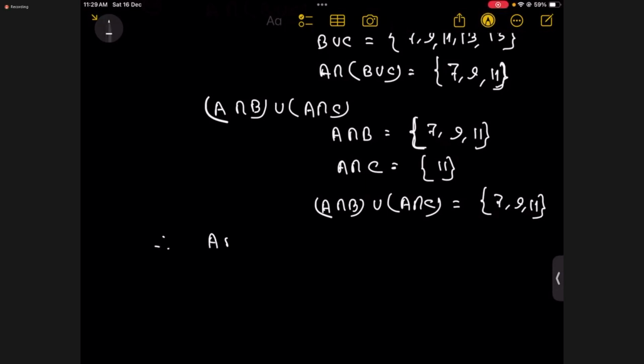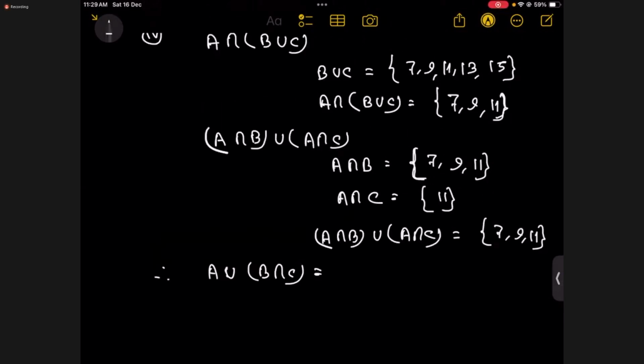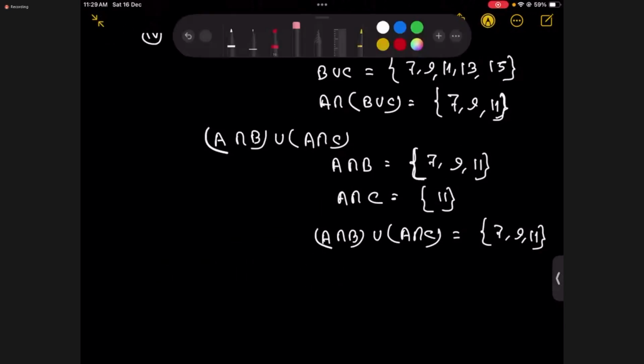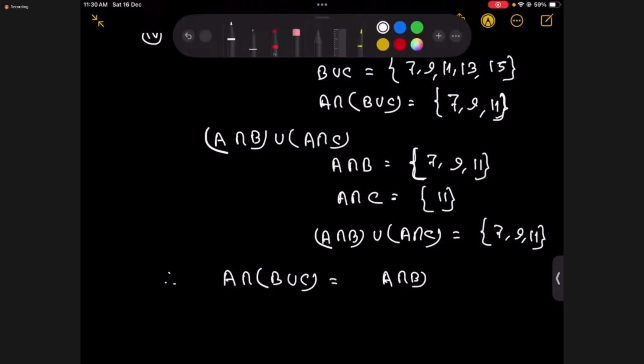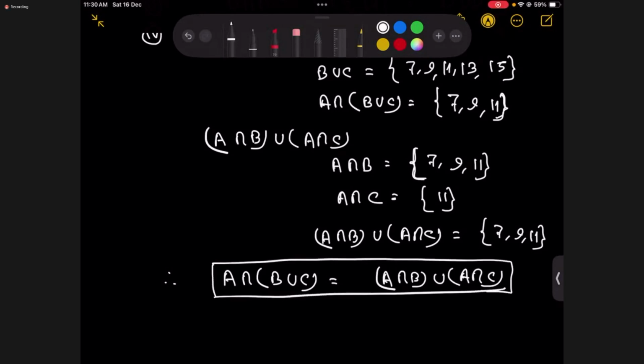A union B intersection C. Sorry, not like that, it's reversed. A intersection B union C implies A intersection B union A intersection C. Okay. So we have verified this thing through an example.